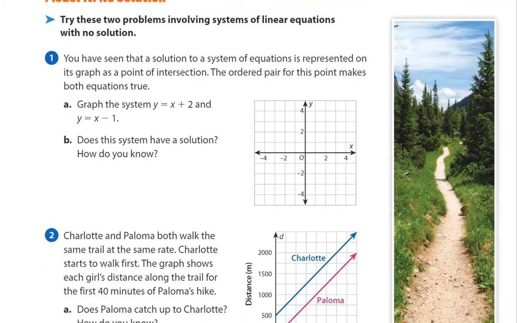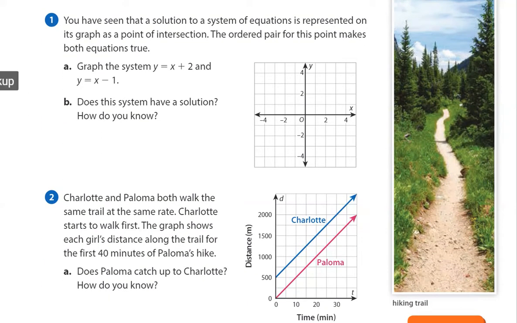So, let's look at this here. Number one is just reviewing again last week. It says, you have seen that a solution to a system of equations is represented on its graph at its point of intersection. It says, wherever they meet, wherever they overlap, that's the answer to both equations. Now, A says, let's try something different.